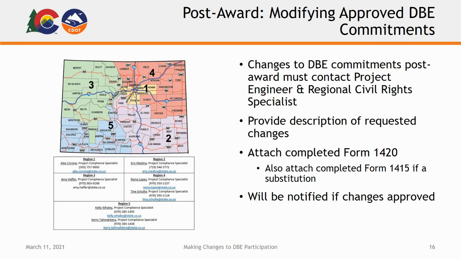If in the post-award stage, contractors find the need to change or update information pertaining to DBE commitments to the project, you will need to contact the project engineer and the regional civil rights specialist for that project. In addition, contractors will need to provide a completed Form 1420 to the project engineer and regional civil rights specialist outlining the requested changes. You will also need to include a completed Form 1415 if your change involves a substitution of a subcontractor or supplier. Be aware that submission of DBE commitment change forms is not an automatic approval of the changes. You will be notified by CDOT about whether the requested changes have been approved.